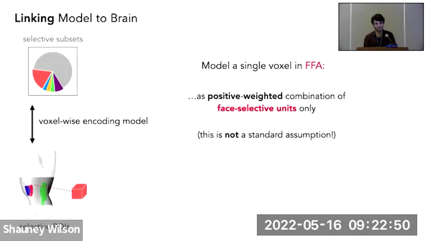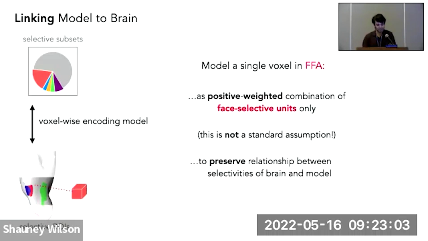And interestingly, this is not a standard assumption. The typical approach is to use weighted combinations of all the features in the layer to explain each single voxel, with both positive and negative weighting allowed. That's a pretty flexible mapping procedure. Our approach instead tries to preserve a meaningful relationship between the selectivities of brain and model. So given these particular linking assumptions, we can now ask, how well do these category selective subsets account for the univariate and multivariate response signatures we see in the brain at scale, using pretty much the biggest data set we could get our hands on?